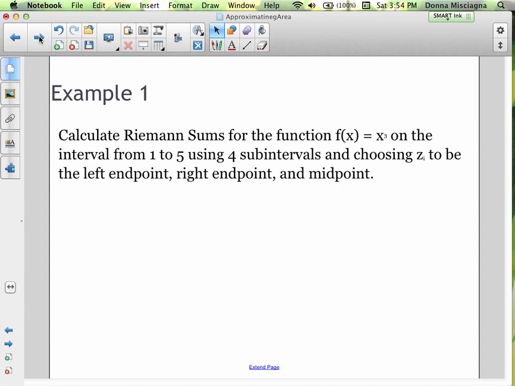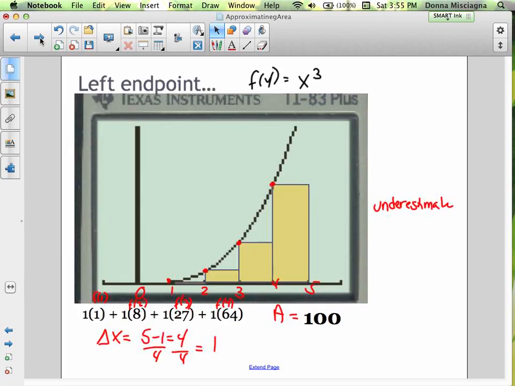All right, so we're going to calculate Riemann sums for the function f of x equals x cubed on the interval from 1 to 5 using 4 subintervals and choosing either a left endpoint, a right endpoint, or a midpoint. In other words, we're doing the same problem 3 times. So we're choosing the left endpoint, the right endpoint, the midpoint. Here's what the problem looks like if we choose a left endpoint.